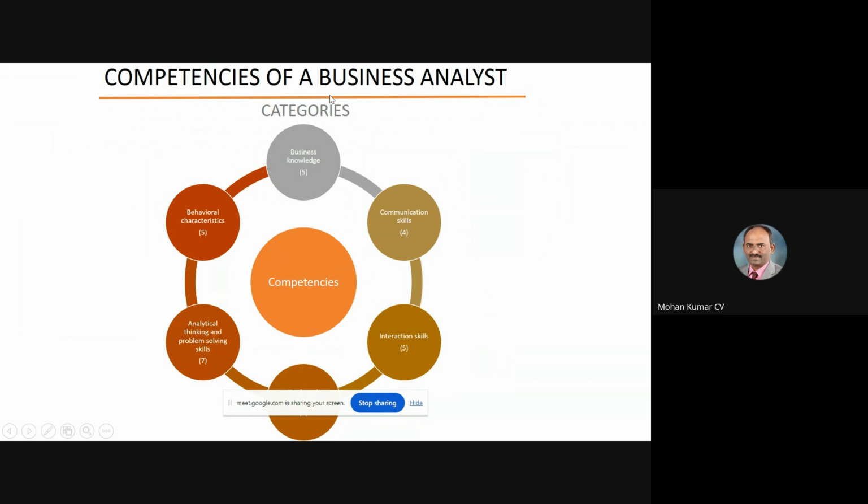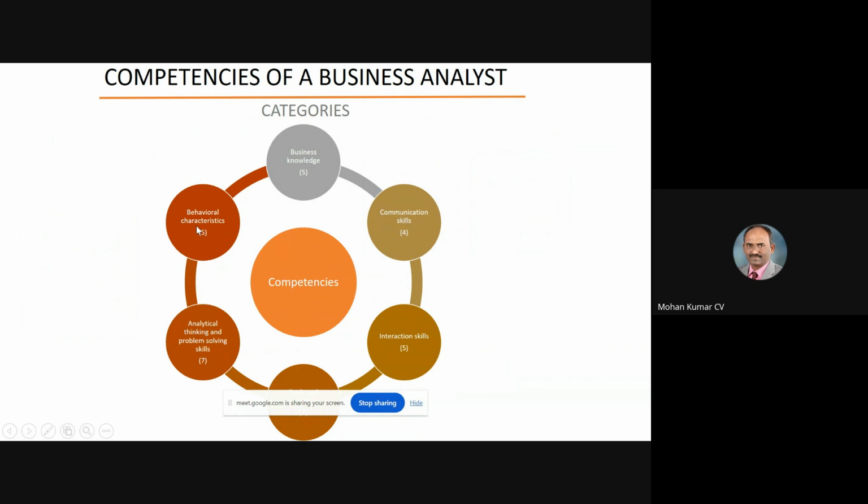How many competencies should a business analyst have? There are 6 categories of competencies. Each has a few items. We'll start with analytical thinking and problem solving skills. The first competency category, analytical thinking and problem solving, has 7 competencies.